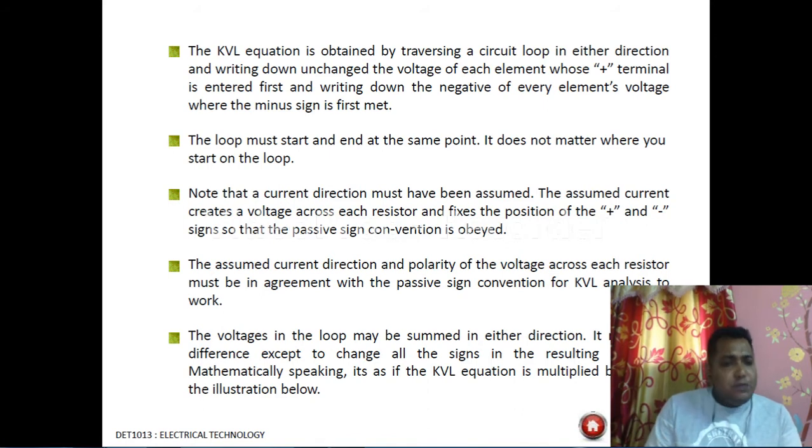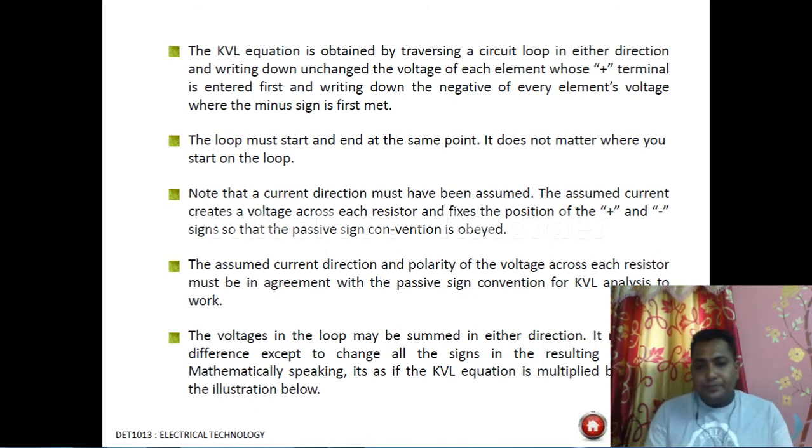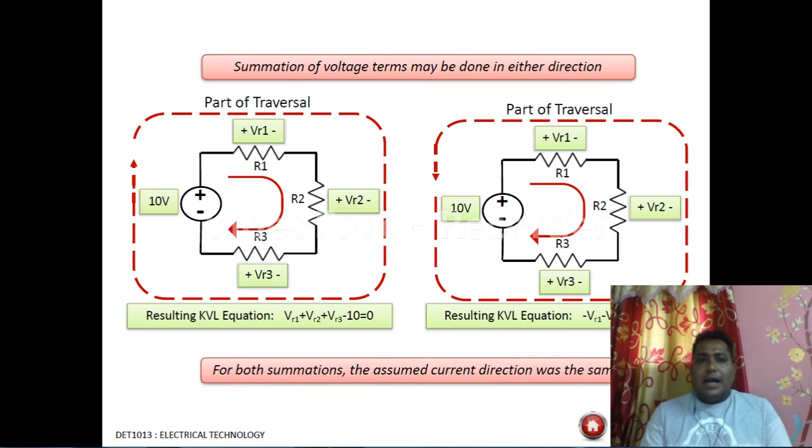Next point, the assumed current direction and polarity of the voltage across each resistance must be in agreement with the passive sign convention for KVL analysis to work. Yes, that thing we will better understand when we are going to solve different problems. Okay, let us start.